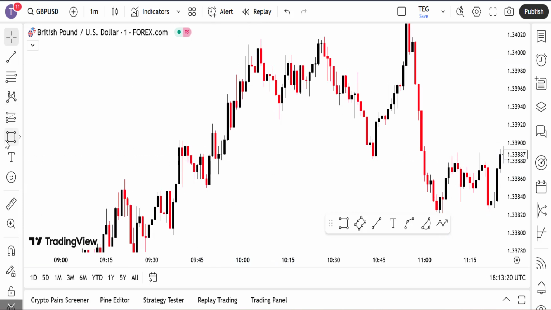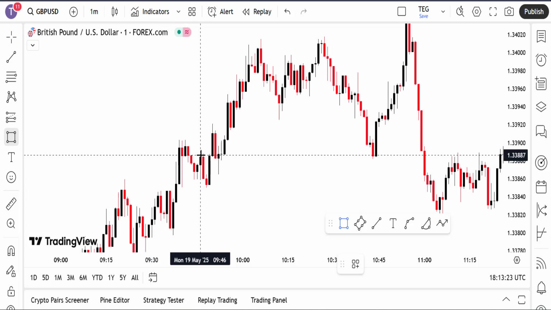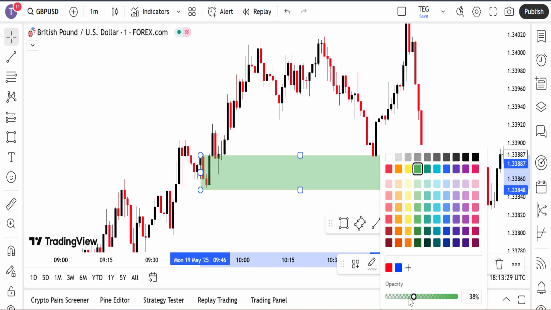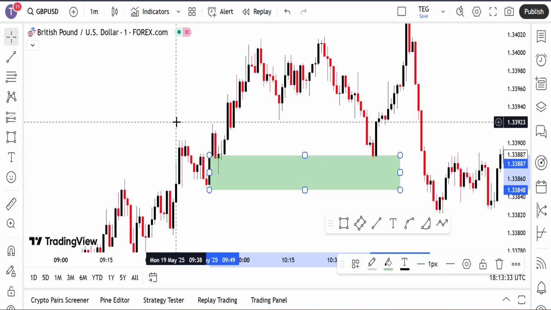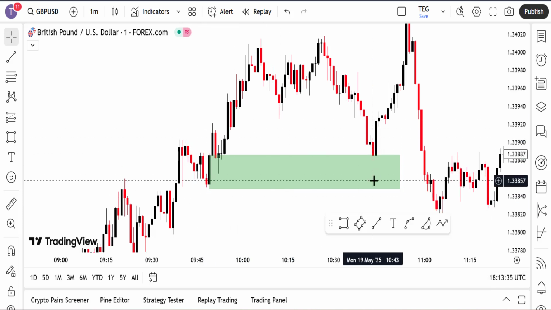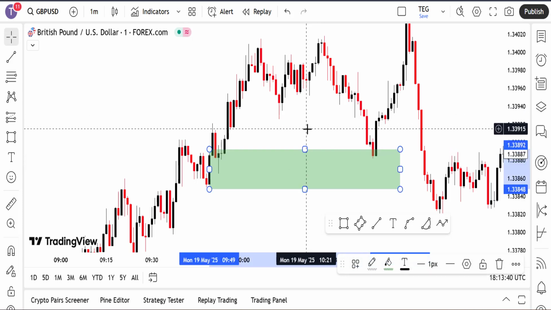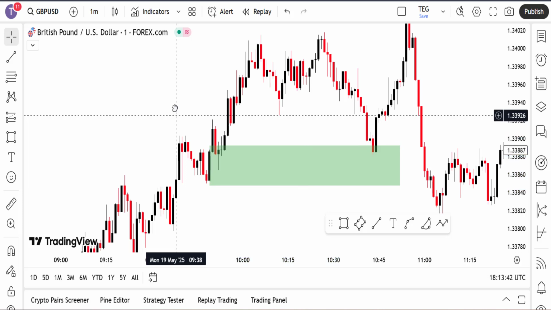Okay, here is our intermittent swings. So let me quickly reduce the opacity. This place is our intermittent swings. Look at what happened on the GBP USD today. What do you see? What do you notice? Price pulled back into these intermittent swings.